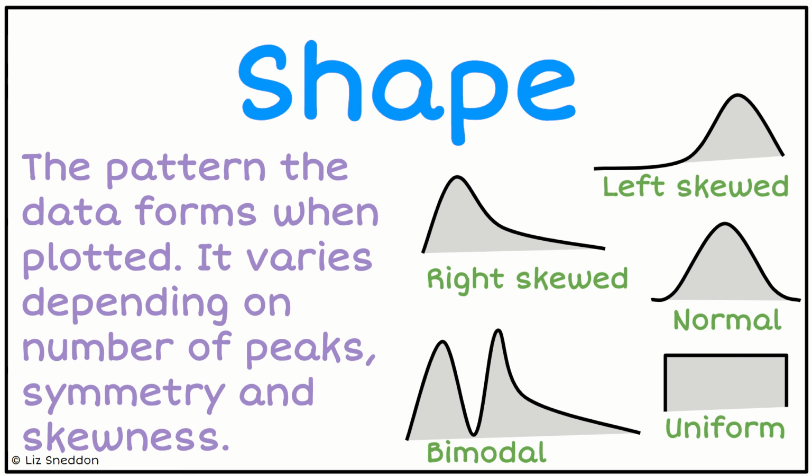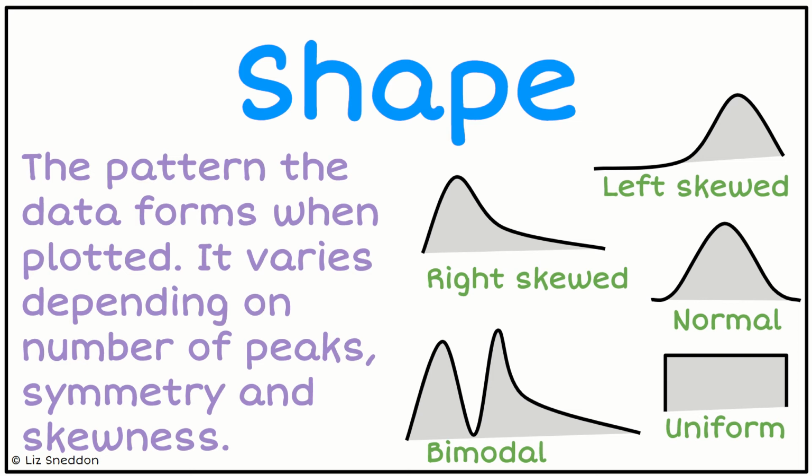So we've got these different shapes here that we need to know. We've got our left and our right skewed, which has got a tail on the left hand or the right hand side. We've got our normal distribution, which looks a bit like a hill with one peak, pretty symmetrical. We have bimodal, where there can be two main distributions. And we've also got uniform, which is when we've got some very straight sides and quite a flat top.